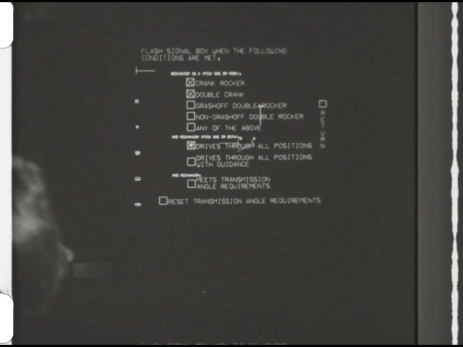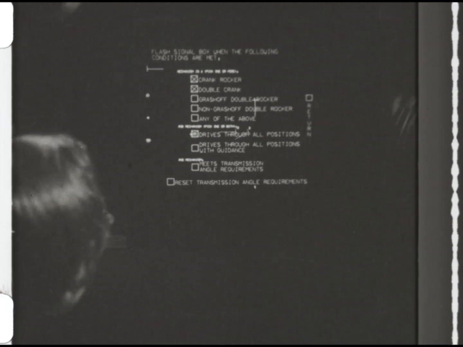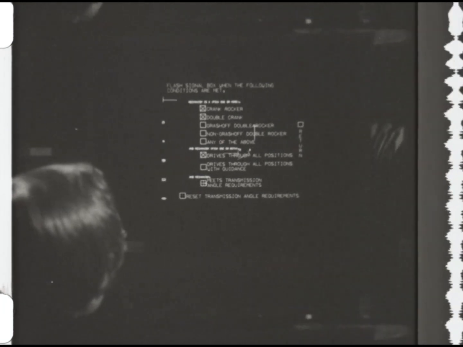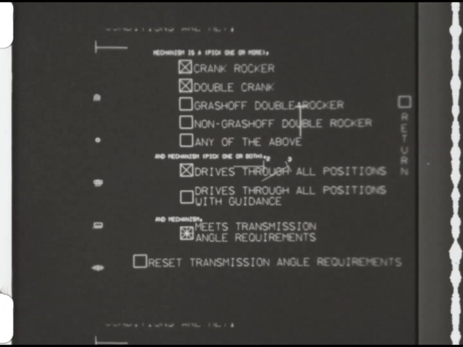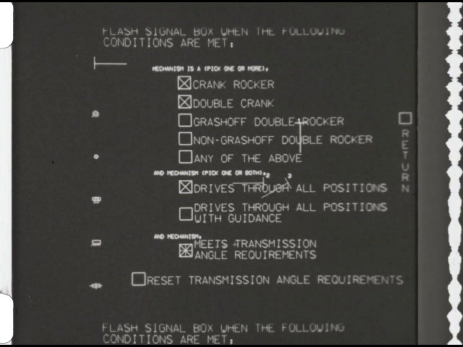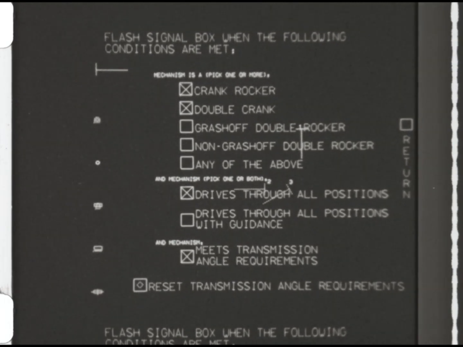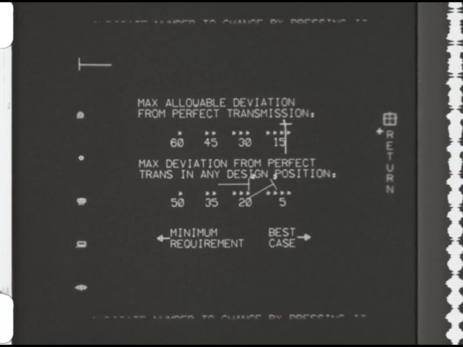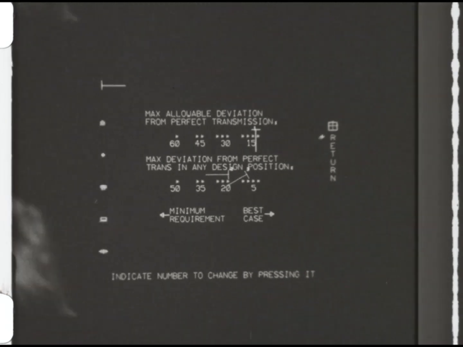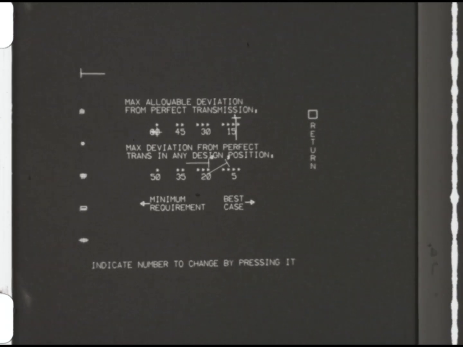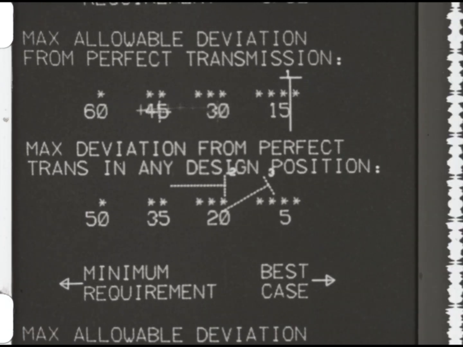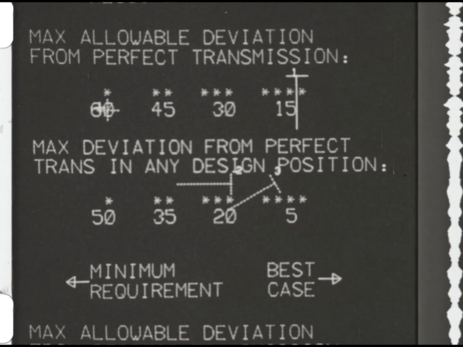Also, we told it to flash the signal box if it drives through all the positions, and we could ask it to only flash the signal box if the mechanism meets certain transmission angle requirements. We can specify exactly what kinds of requirements we want it to meet. Now this is sort of like a Michelin guide to restaurants. These numbers represent different levels of goodness or desirability in a mechanism. And we can change these numbers.